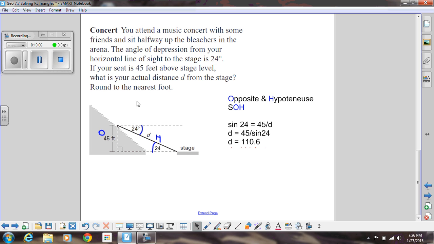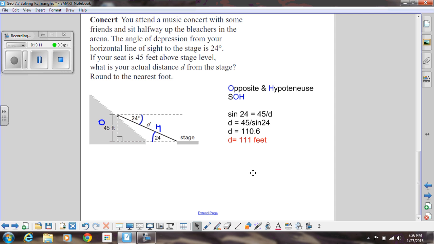Now, it told me in the directions to round to the nearest foot, so I'm going to round that up to 111 feet. And there you go. We're going to do a lot more problems with trig.